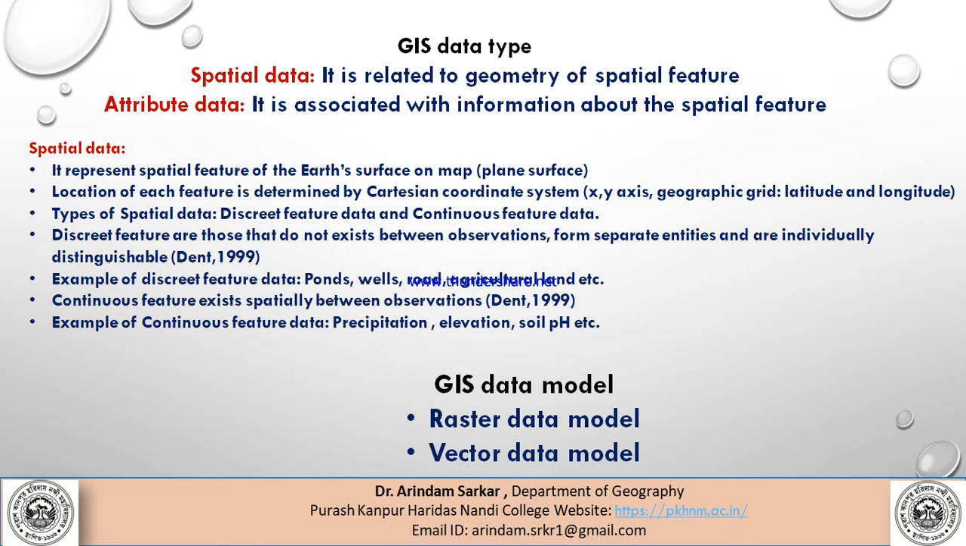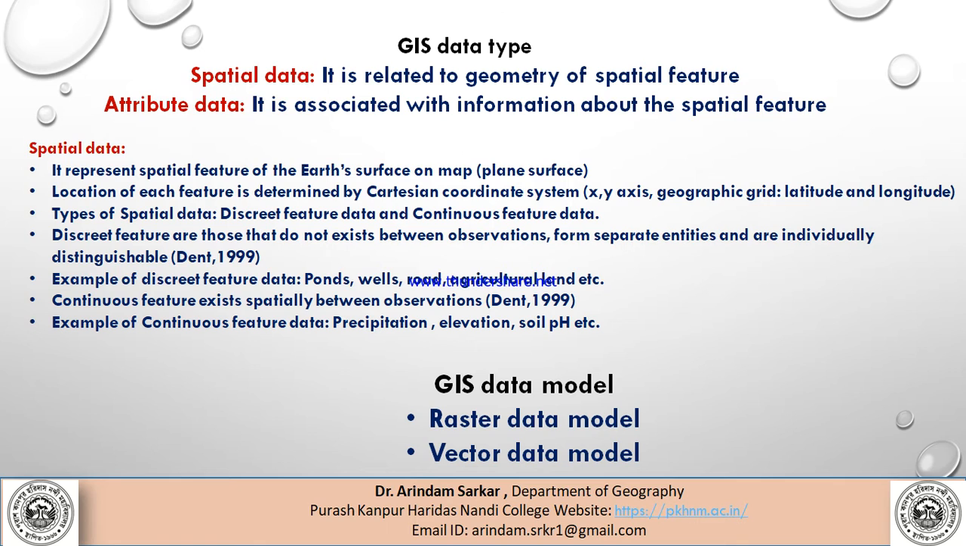According to Dehn, in 1999, continuous features exist spatially between the observations. Examples of continuous feature data are precipitation, elevation, soil pH, etc. The Earth's surface as a map feature on a plane is represented by spatial data.